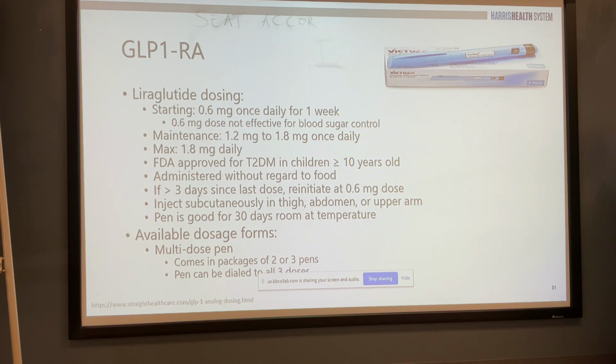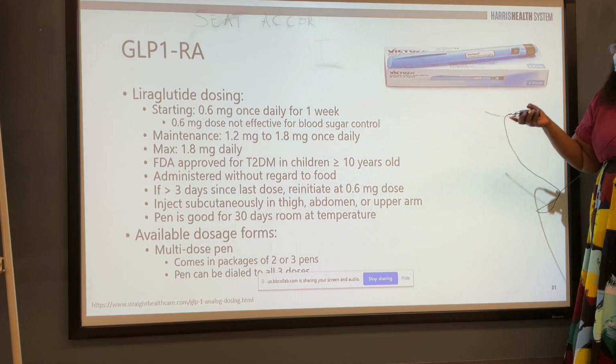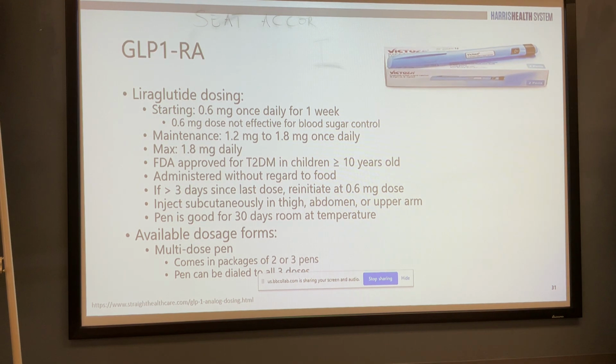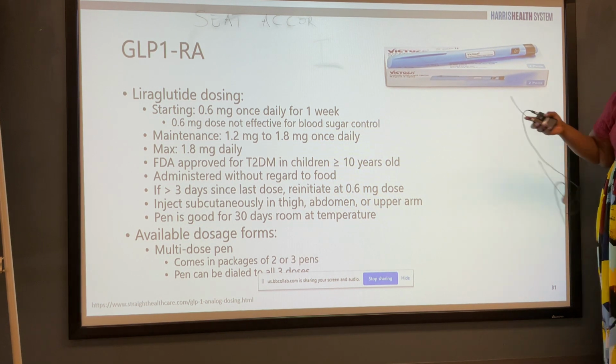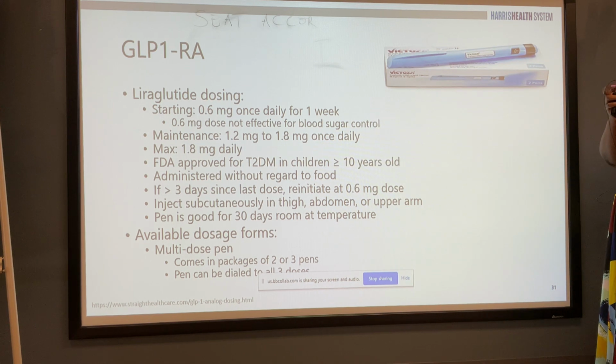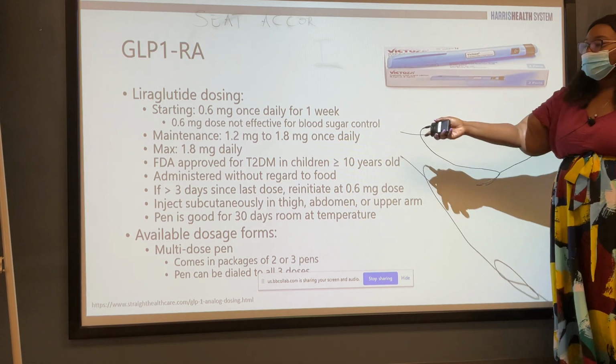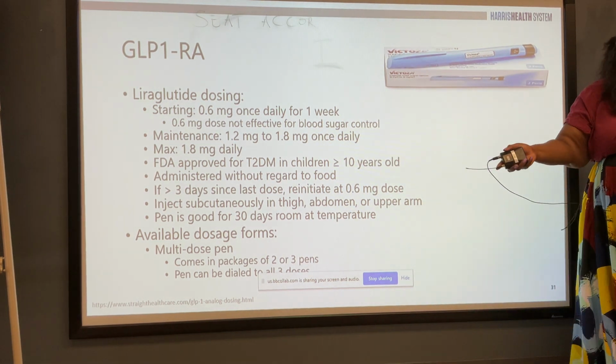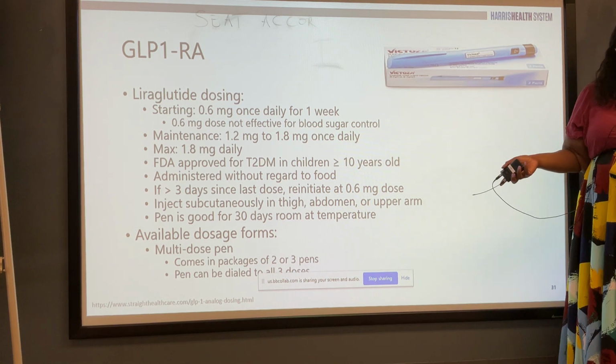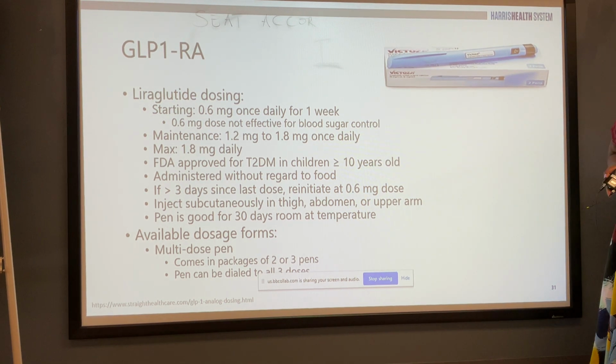So you can turn the dial to 0.6 milligrams, and the patient will inject this once daily for a week. And this 0.6 milligrams does nothing for their sugars. It's just getting their body used to the medicine. And on day 8, they're gonna go up to 1.2 milligrams and stay there. And they stay there for 4 weeks. A lot of times in practice, the patients will be on 0.6 and they just stay on 0.6. They never went up, they never changed their dose, their sugars are still high. So that's an intervention that pharmacists can make.